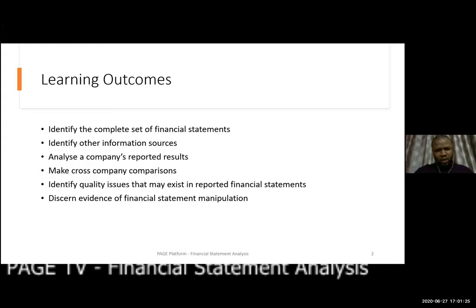At the end of this session, participants should be able to identify the complete set of financial statements, and identify other information sources for financial statement analysis. Attendees should be able to analyze a company's financial results, make cross-company comparisons, identify quality issues that may exist in reported financial statements, and discern evidence of financial manipulation. So we should bear these key things in mind while we go through this presentation today.